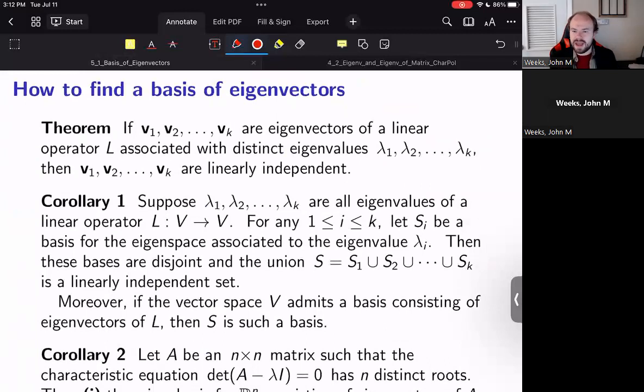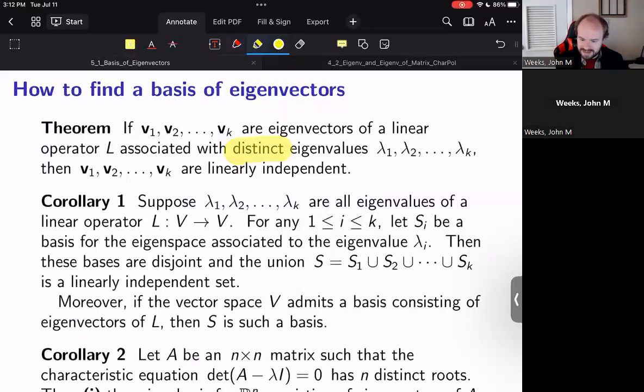So let's go ahead and look at this theorem that we already saw from before. If you have these k eigenvectors of a linear operator associated with distinct eigenvalues lambda 1 through lambda k, so here all of our eigenvalues are distinct, then v1 through vk are linearly independent. This led us to one of our corollaries you remember from last time: if you have an n by n matrix, or just an n-dimensional vector space, and you're able to find n distinct eigenvalues, then you automatically get that your eigenvectors form a basis, because they are linearly independent, and hence a maximal linearly independent set.